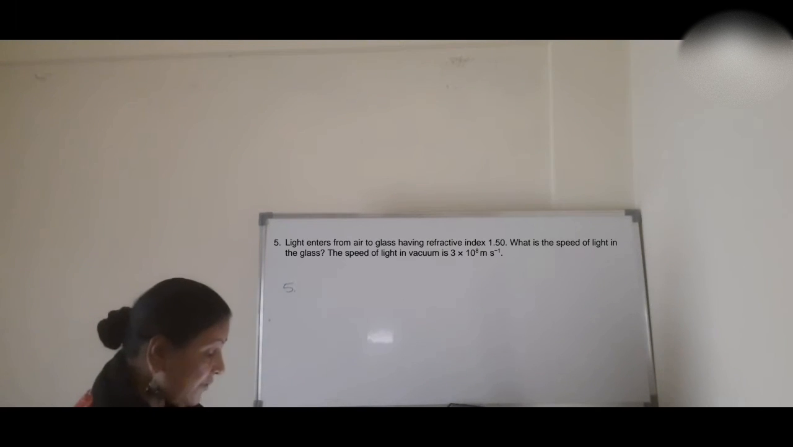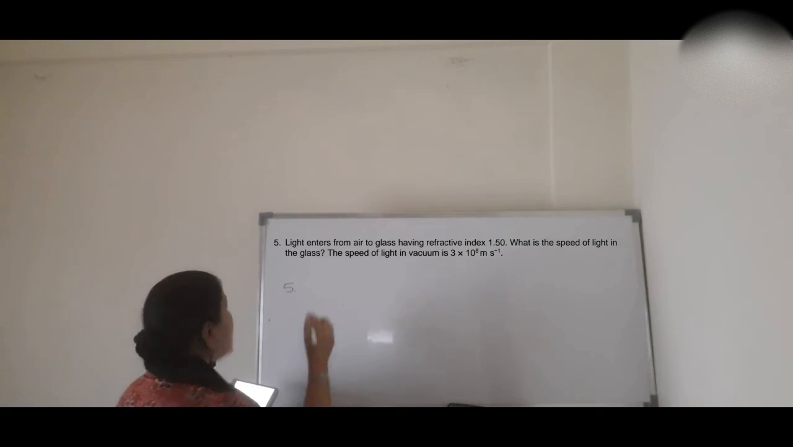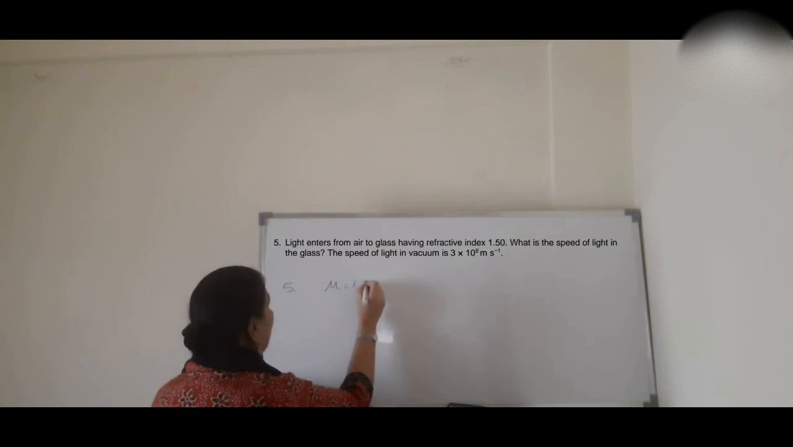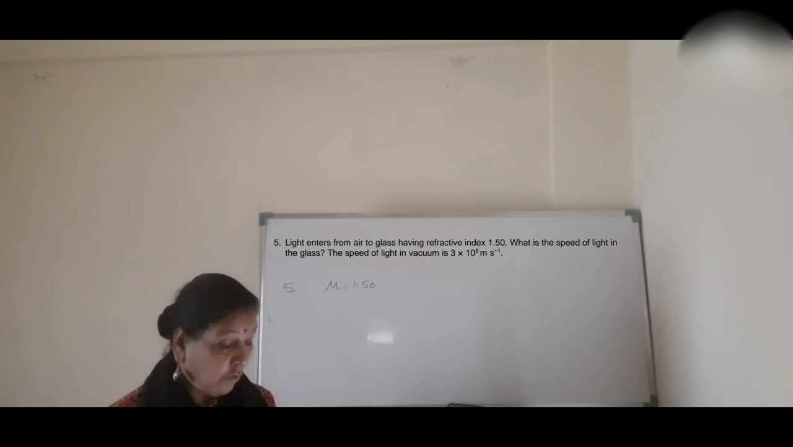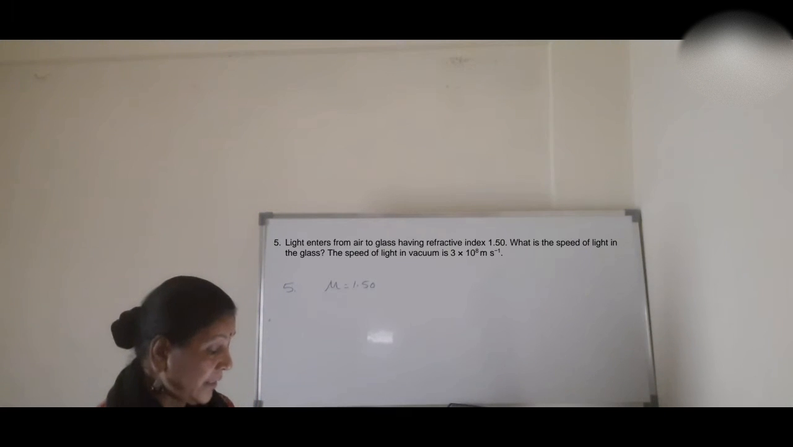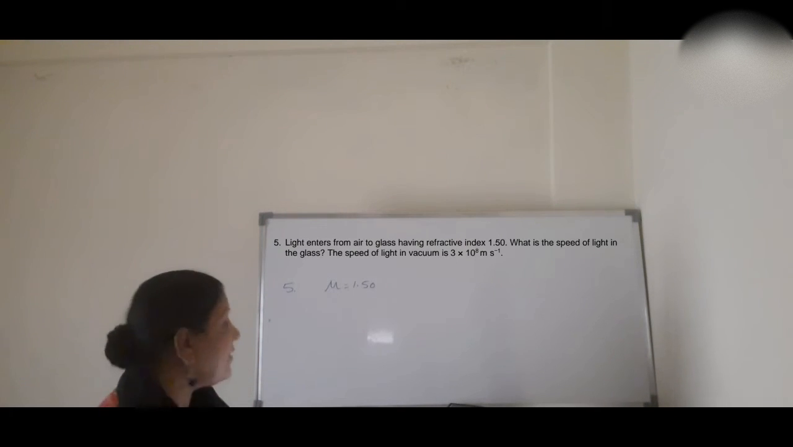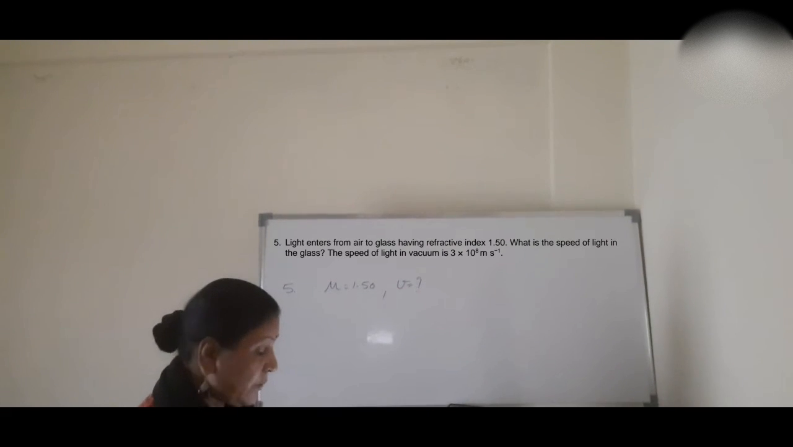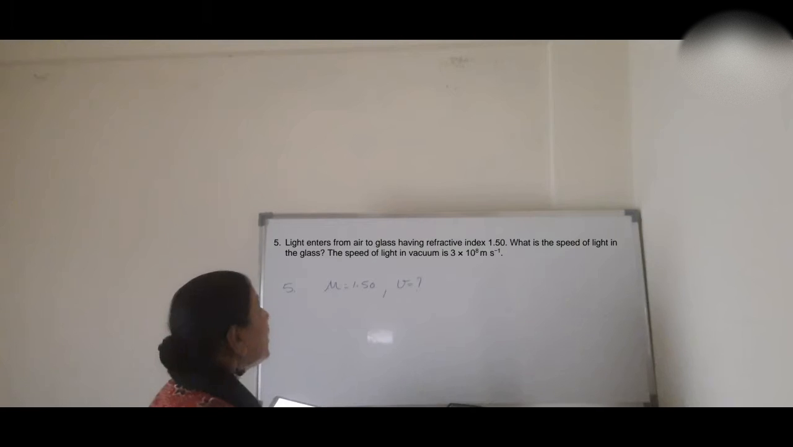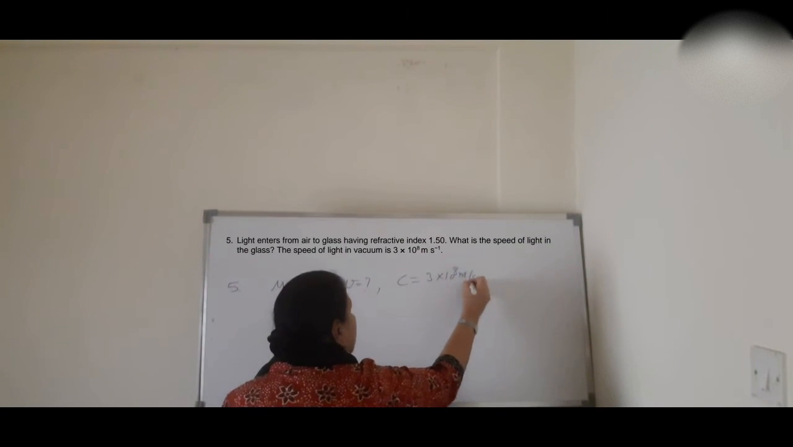Now question 5 says, a light enters from air to glass having refractive index 1.50. So mu is given as 1.50, a ratio, so no unit. What is the speed of light in the glass? Easy. The speed of light in vacuum is already given as 3 into 10 to the power 8 meter per second.